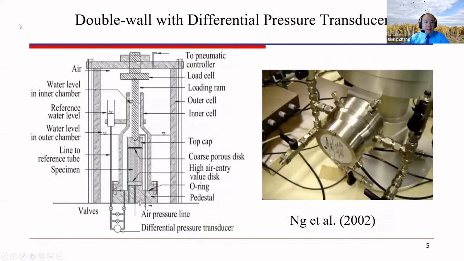So there's another version of the double wall system, which uses a differential pressure transducer. As you can see, actually the inner cell is much smaller, and the top is completely submerged in the water. Another thing is they used a differential pressure transducer to measure the water level, the amount of water flowing in or out of the inner cell, and use it as the volume change of unsaturated soils. The idea is the same. So we classify it as a double cell system.